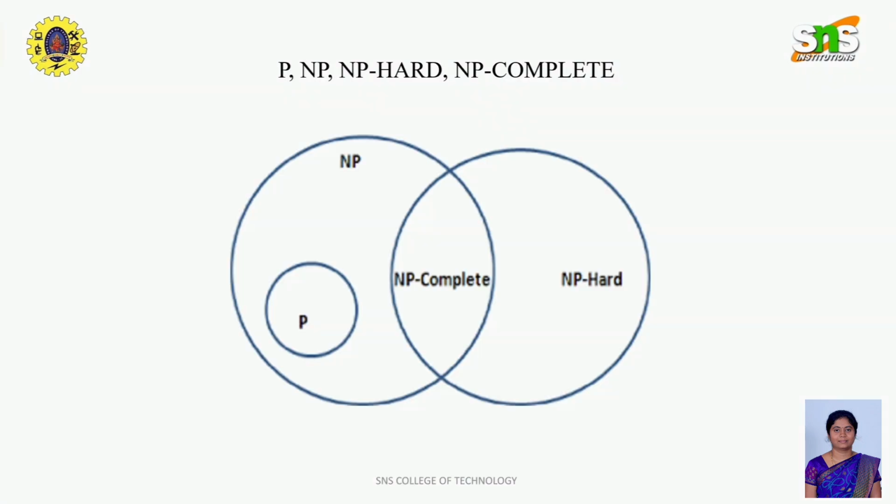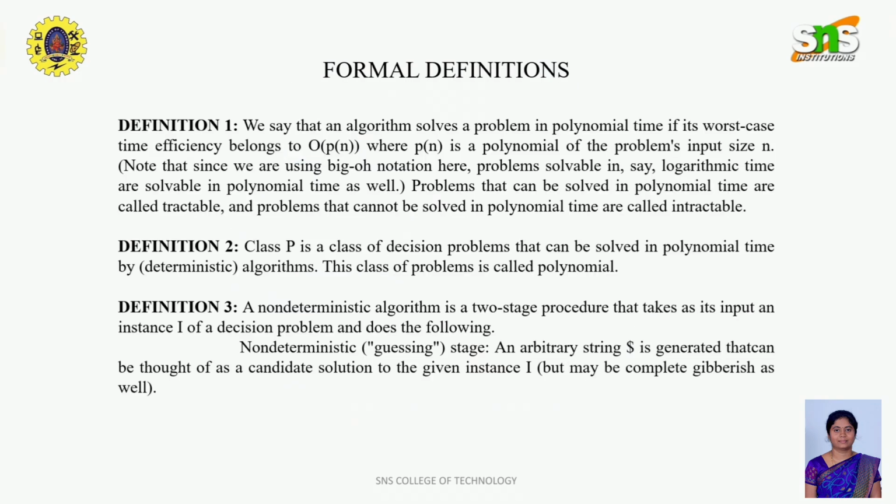This shows the Venn diagram of the NP, NP-hard and NP-complete problems. Here we can see that the NP problem consists of the P problem, and the NP-complete problem is the combination of both NP-hard and NP problems. So let's see some of the formal definitions.